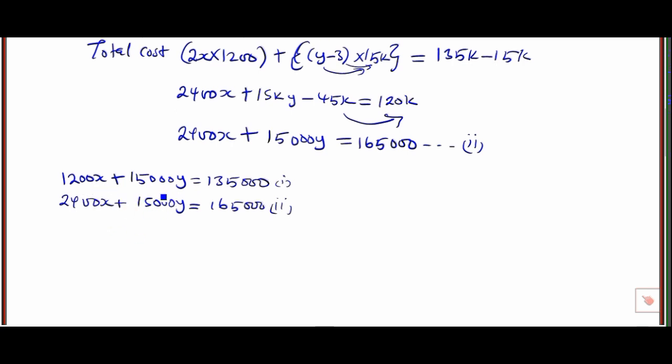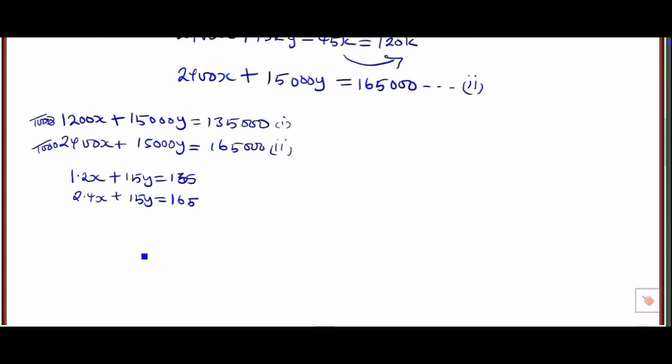I can decide to simplify. I want to work with smaller values by dividing through by 1,000. So here I shall divide by 1,000, and divide by 1,000 on equation 2 also, and that one reduces to 1.2x plus 15y is equal to 135, and 2.4x plus 15y is equal to 165.